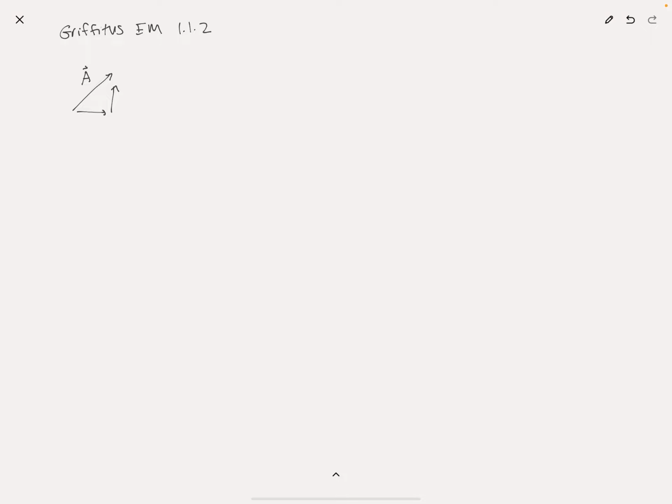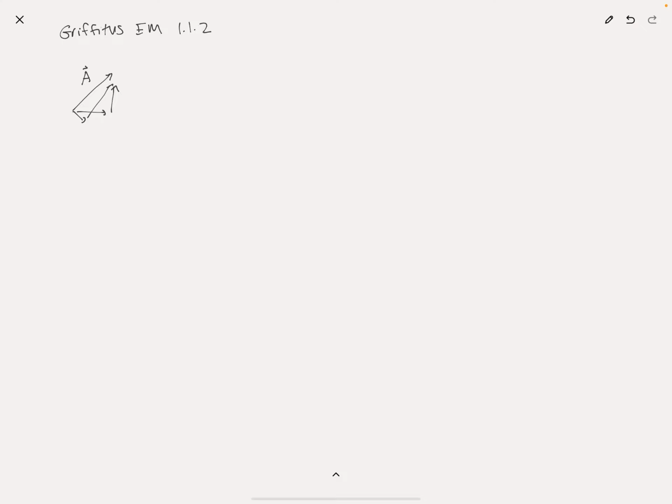Right? We can make up any particular set of components we want, but we're going to choose to pick components that lie along particular axes that are important in our problem. So in this case, we'll talk about Cartesian coordinates. So we'll break down a vector into Cartesian components. So let's start with our Cartesian coordinate system.